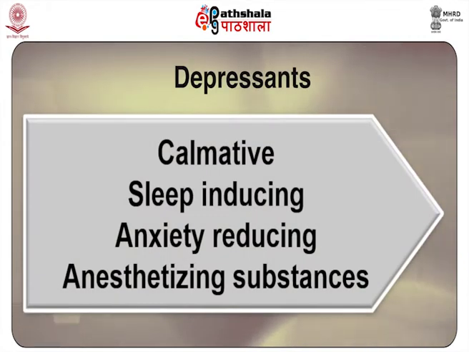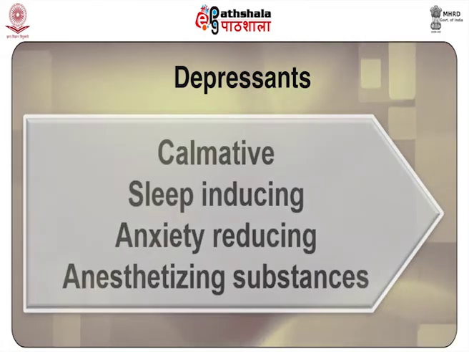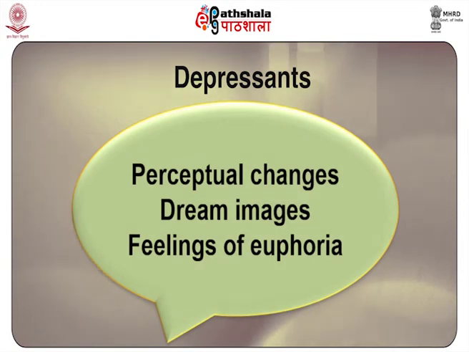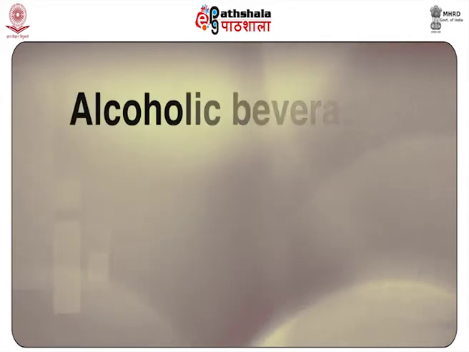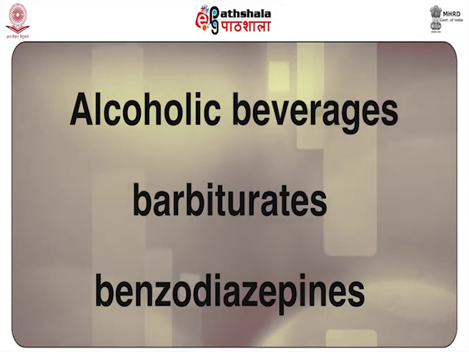Let us study about depressants. Depressants, also called downers, include sedatives and hypnotics. This category consists of all of the sleep inducing, calmative, anxiety reducing, anesthetizing substances which induce perceptual changes like dream sequences and also often bring to the mind feelings of euphoria. Examples are alcoholic beverages like ethanol, barbiturates, benzodiazepines, etc.